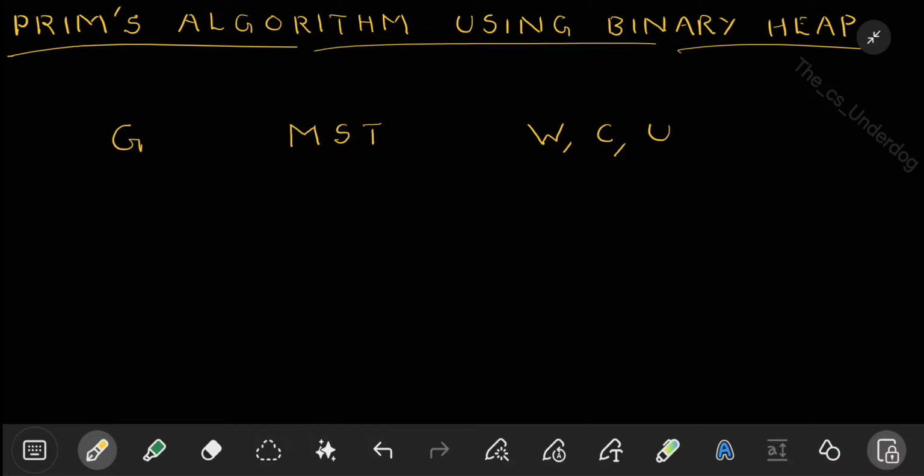In the last two lectures, we learned about Prim's algorithm and there we considered that input is provided as an adjacency matrix. And what is the time complexity of Prim's algorithm that we found? We found out that time complexity is order of V square, where V is the number of vertices. The question is, is there a possibility to improve on this time complexity?